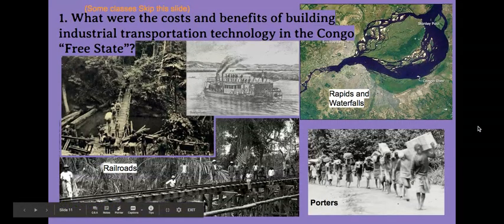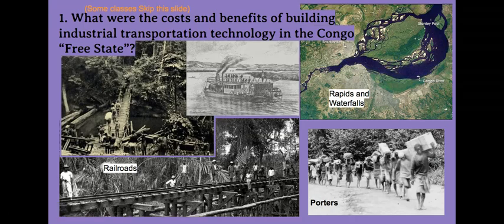In some classes, we skip this slide, but I'll go over it briefly for those of you that do need to hear it. Leopold wanted access to the resources of the Congo Free State. So the question is, what were the costs and benefits of building industrial transportation technology in the Congo Free State? The problem with the Congo Free State is that it is mostly made up of areas contiguous with the Congo River. The Congo River is navigable. You can put boats on it, but there are segments that are full of rapids and waterfalls. Those segments are not navigable with boats, and so there needs to be a way to get around them.